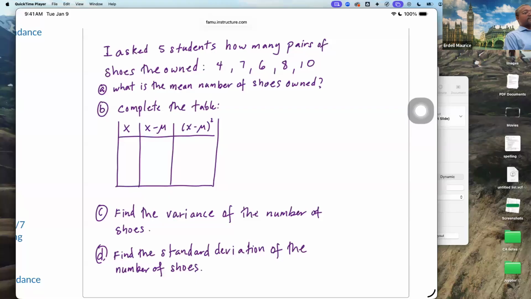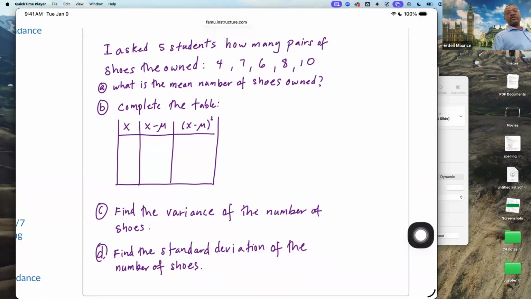I asked 5 students how many pairs of shoes they owned. These are the numbers I got right here. And basically we want to find the variance and the standard deviation. Question: are we finding the population variance and standard deviation, or a sample standard deviation? How do we know that it is a sample? Because I have more than 5 students, right? Yes. And so we're calculating a sample right here. All right, go ahead. That's what we're working on today.